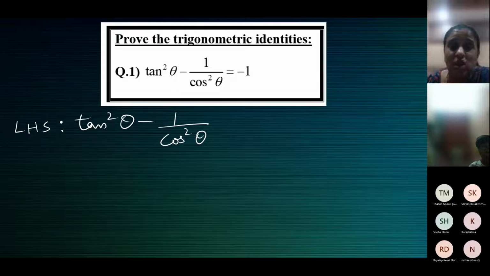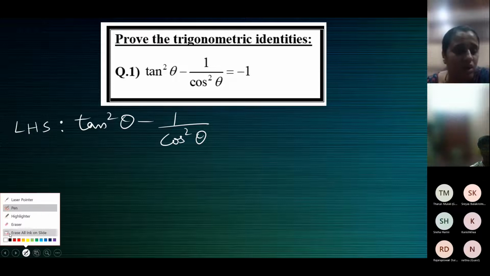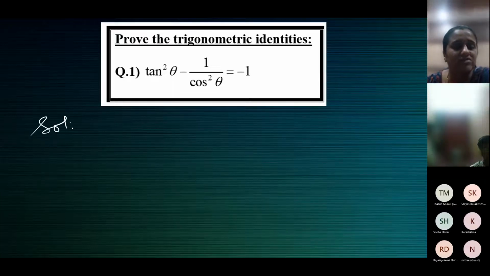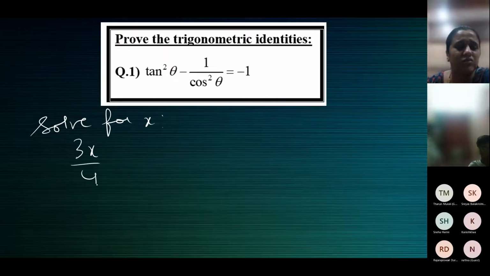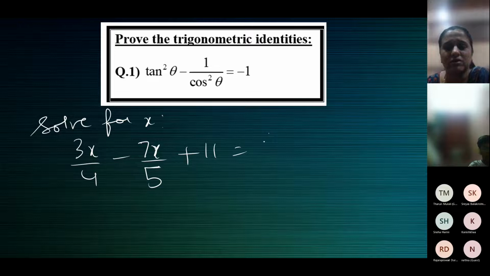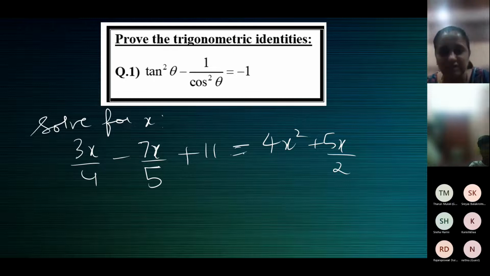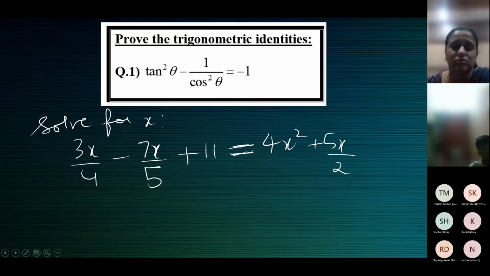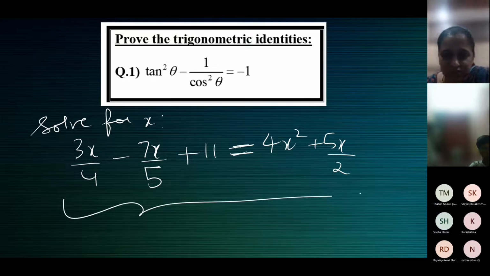See, this equation is not given to be true. It's not like solve for x. See here, when you're given solve for x, you will have something like 3x by 4 minus, I'm just giving you some random example, something like this, plus 11 is equal to 4x squared plus 5x by 2. Something like this is given to you. This is given to be an equation. Solve for x. That means this equation is true.